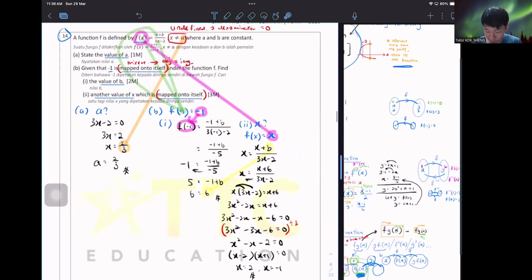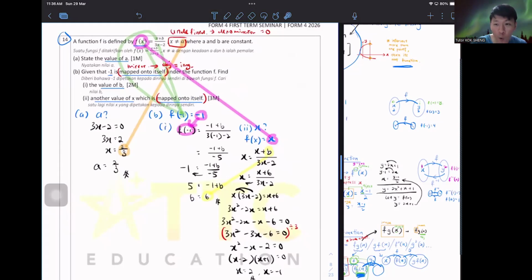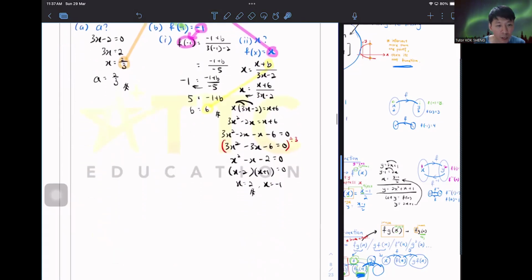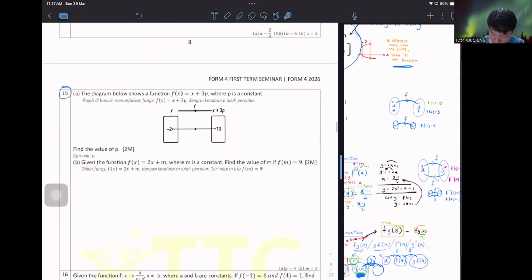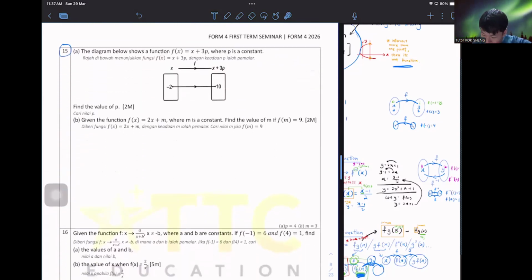Okay, this is number 14. Done. It's a long question. After this is 15. We've done almost half already. Still okay. 15. Okay, still good, let's go, 15. Wait, wait, wait. Oh, you have the picture here. You have the diagram.